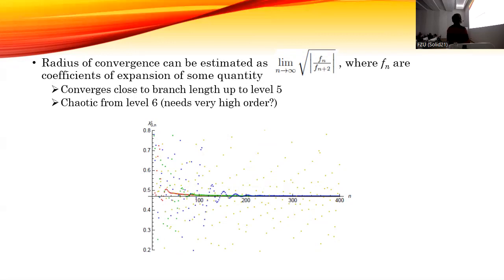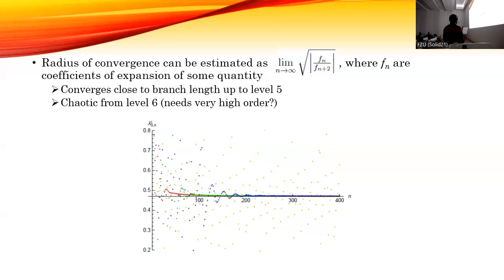The reason I have n plus 2 here is that essentially our quantities are given by even or odd powers of lambda, so we need to have a difference of 2 here.